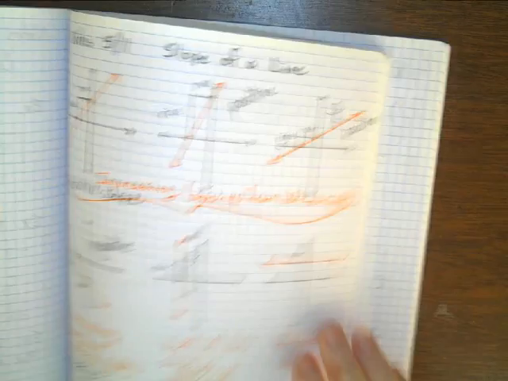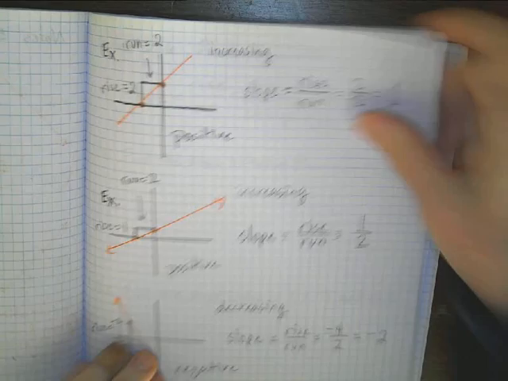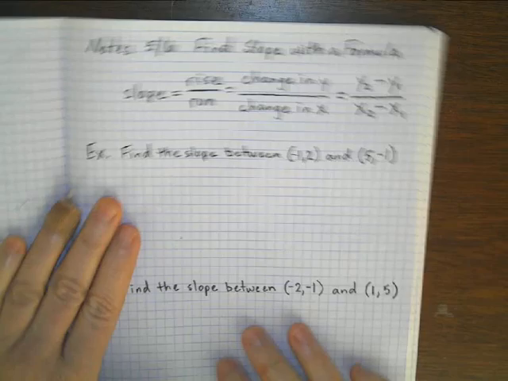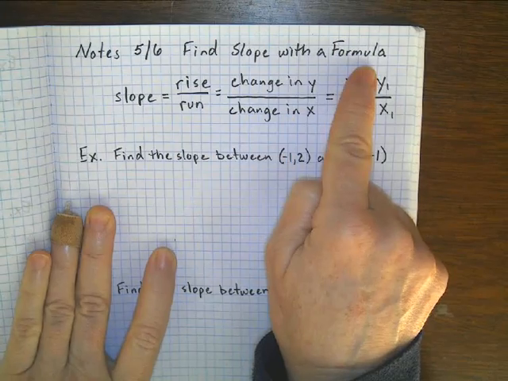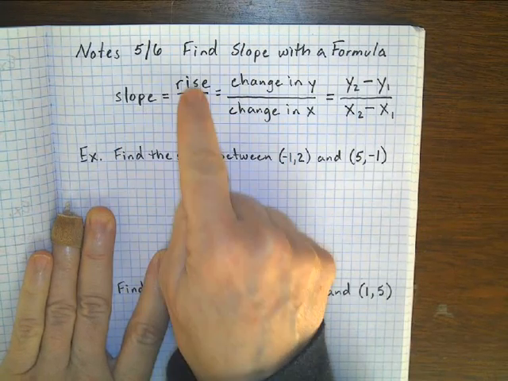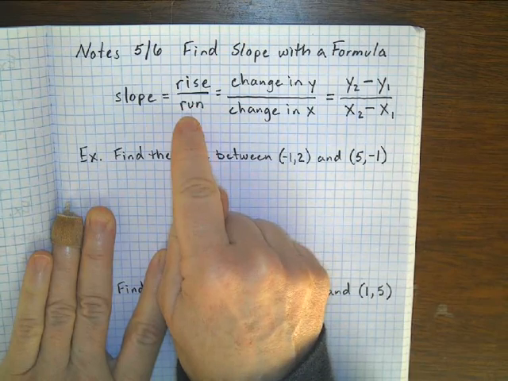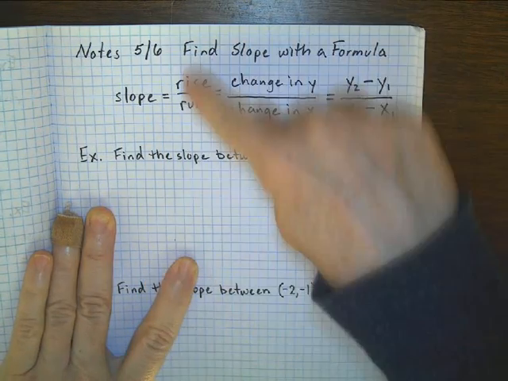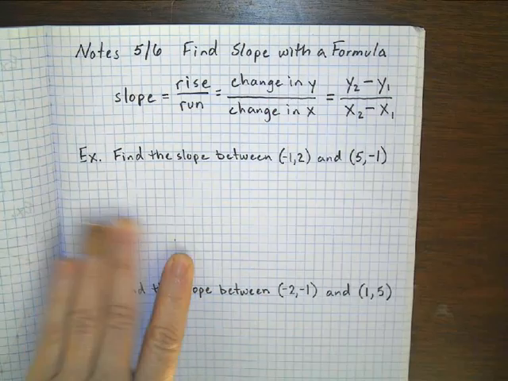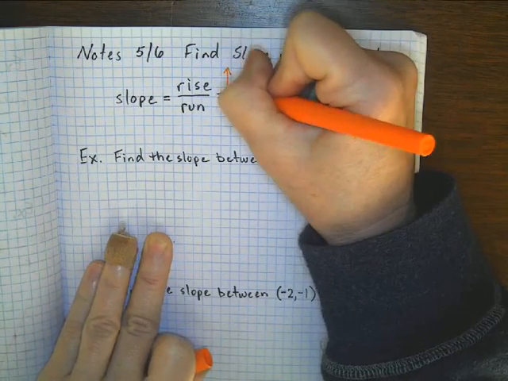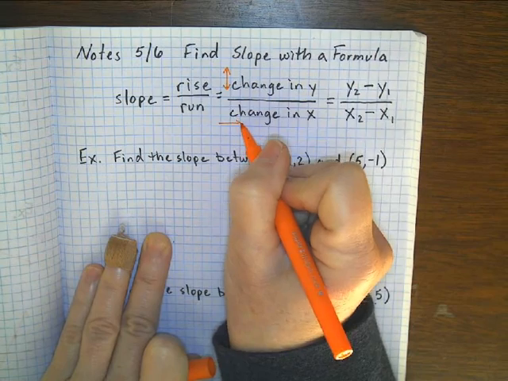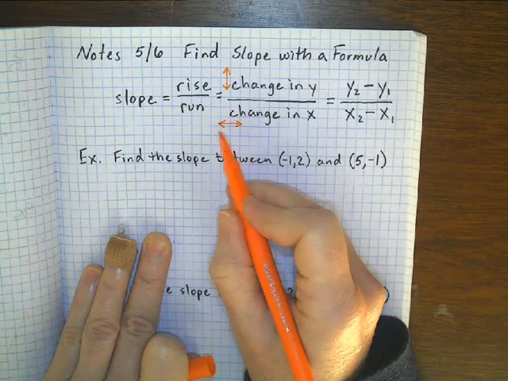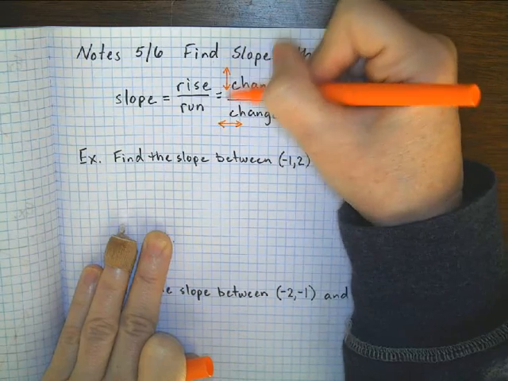So we're going to go over to our notes section of our notebook. Here's some of the past notes where we use the graph. Now I have a formula for you. We're going to find slope with a formula. We know slope is rise over run, rise divided by run, and rise is the vertical change, the change in y. That's the change up and down. And the run is the horizontal change, the change side to side. How far do we move to the right? How far do we move up or down?